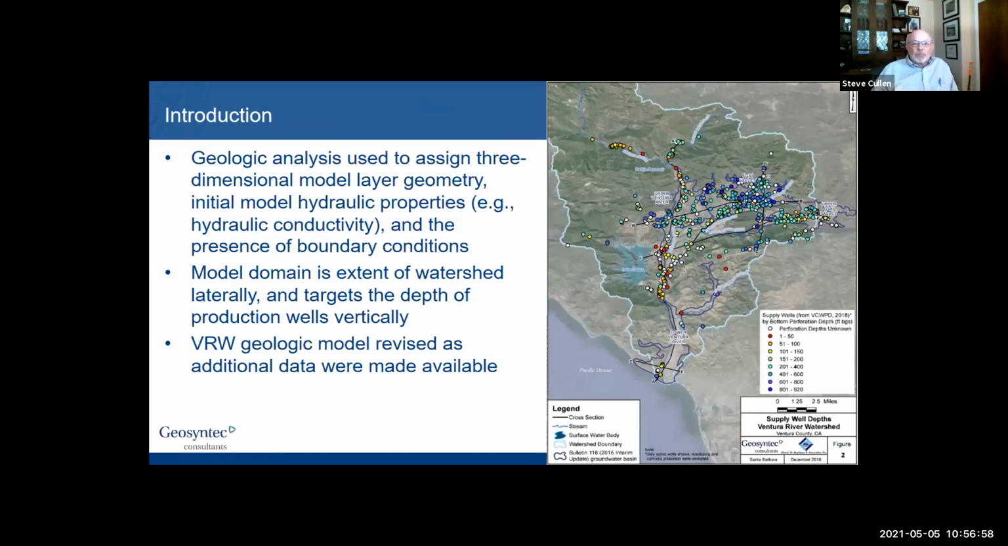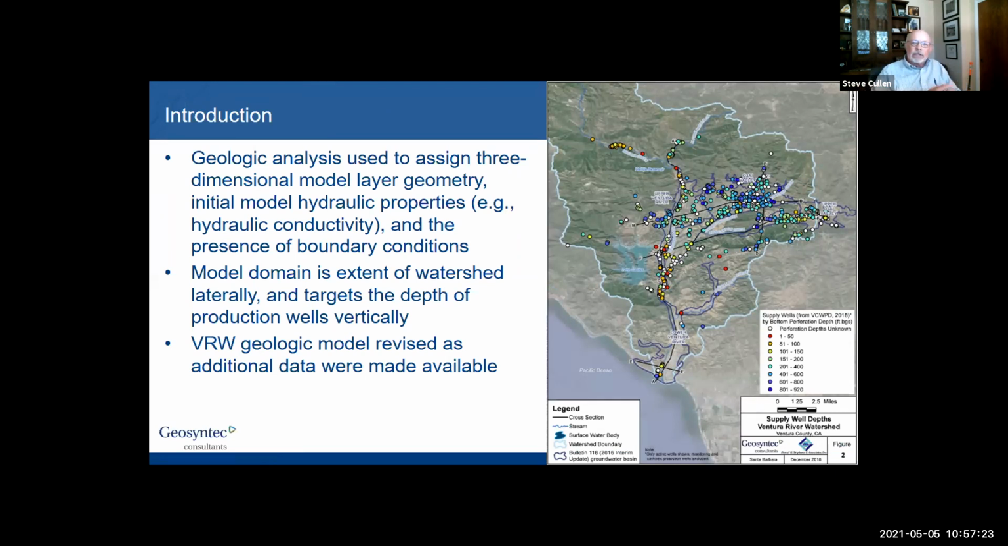Geologic analysis was performed by mapping the three-dimensional extent of superficial geologic units within the Ventura River watershed, and the results were plotted on a series of geologic cross-sections. The cross-section locations were placed in order to be consistent with previous cross-sections developed in the watershed and to generally follow the main surface water bodies.